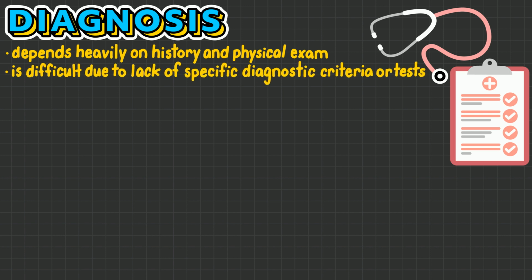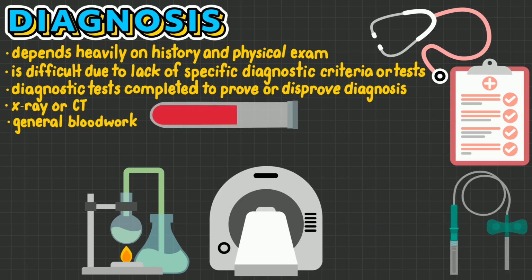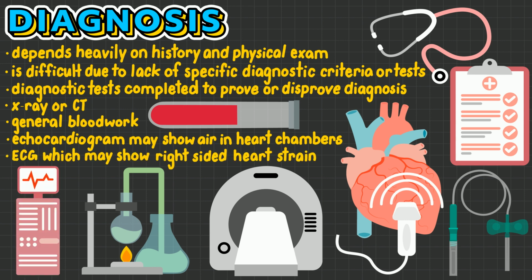Diagnosis of a venous gas embolism depends heavily on a history and physical exam. This is because a venous gas embolism is difficult to diagnose due to a lack of specific diagnostic criteria or tests. Rather, diagnostic tests are completed to gather information to either prove or disprove the diagnosis. Tests that may be completed include an X-ray or CT, general blood work, an echocardiogram which may show air in the heart chambers, and an ECG which may show right-sided heart strain.